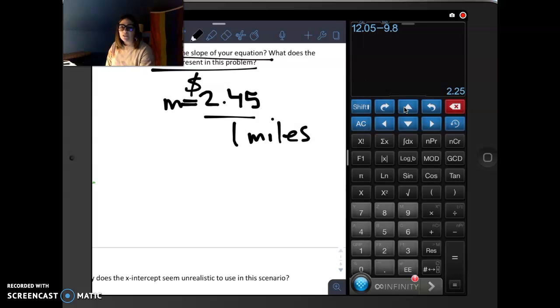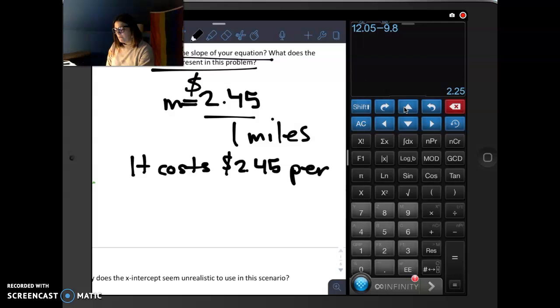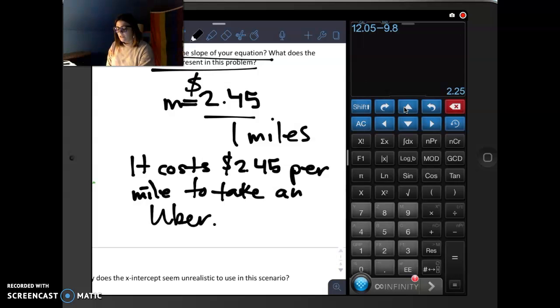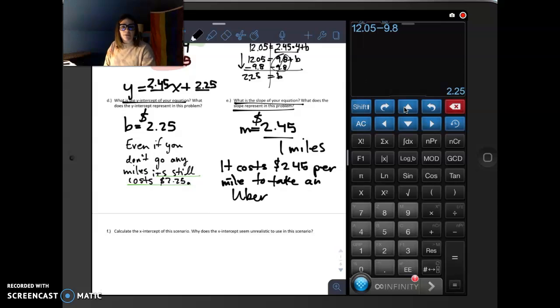So a few different ways to write this sentence. Again, no big deal if you write it a different way, but you could say it costs $2.45 per mile to take an Uber. Not a bad price, right? About $2.50 for a mile. I paid $2.50 to get on a bus. You know, not a terrible fee. All right, let's get to the rest of the questions.